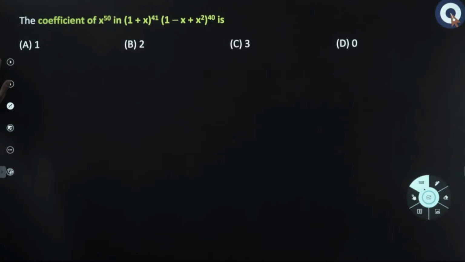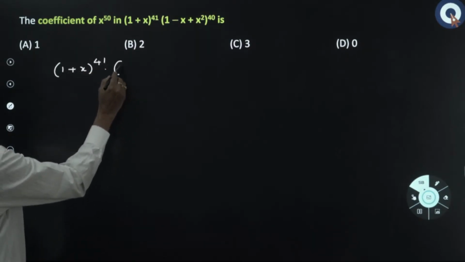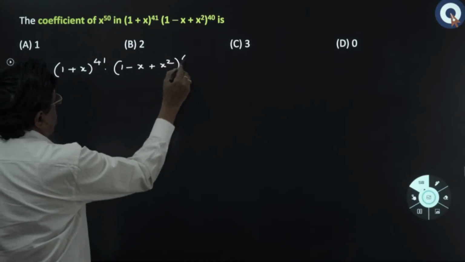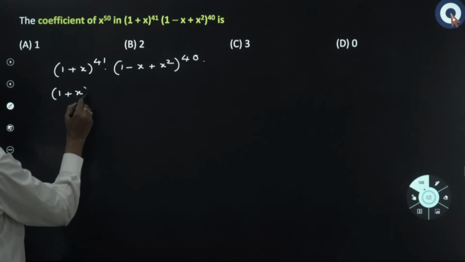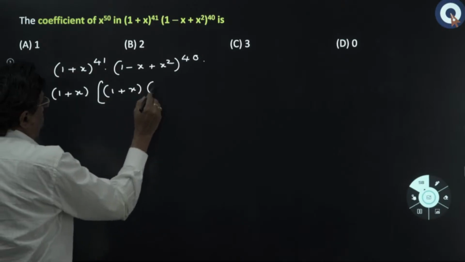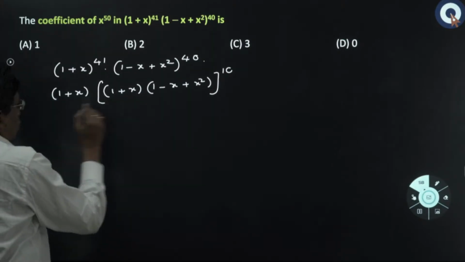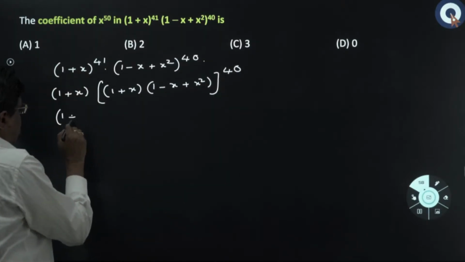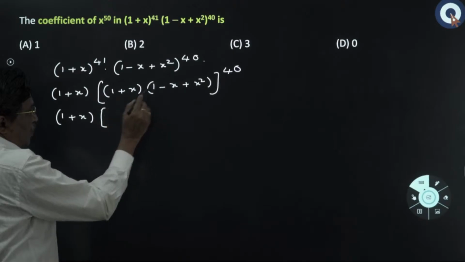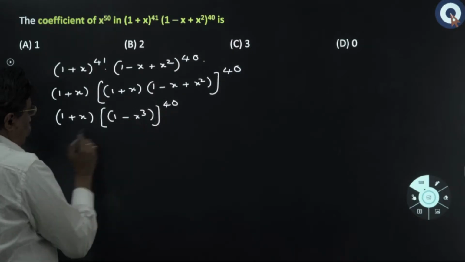Let us see the next one. The coefficient of x to the power of 50 in the expansion of (1 plus x) whole power 41 into (1 minus x plus x square) whole power 40. So, this is (1 plus x) into (1 plus x) into (1 minus x plus x square) whole power 40. So, this is (1 plus x) into this is (1 plus x).